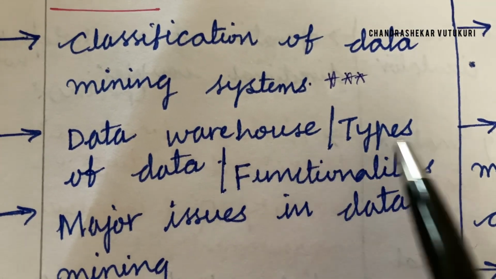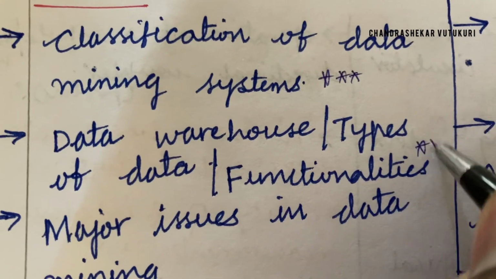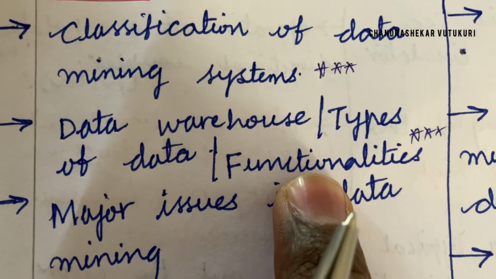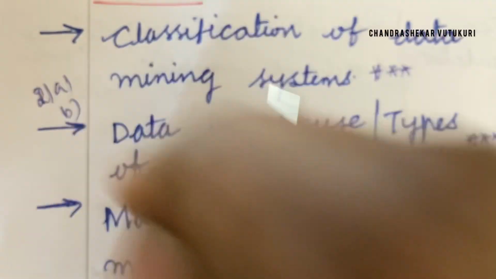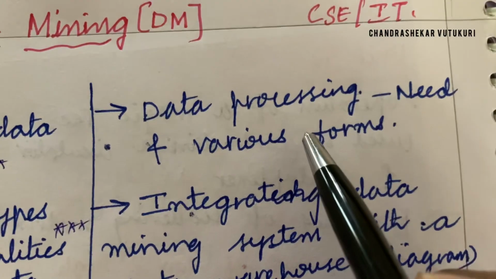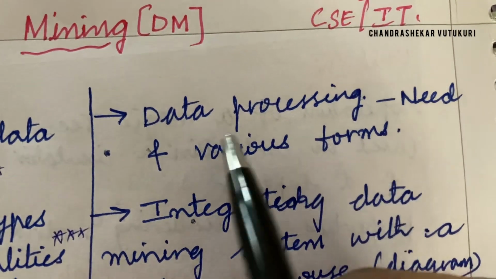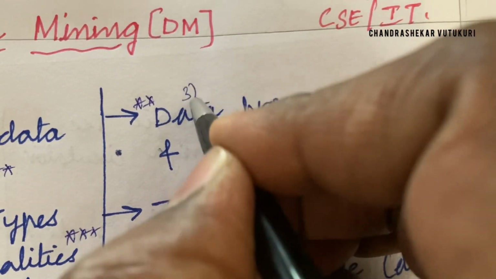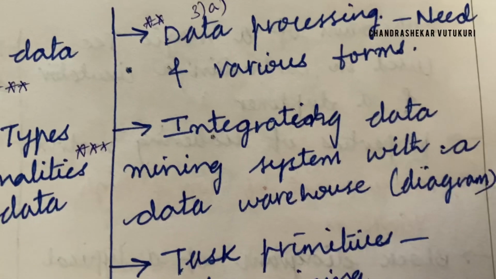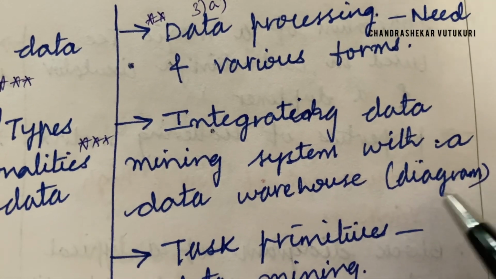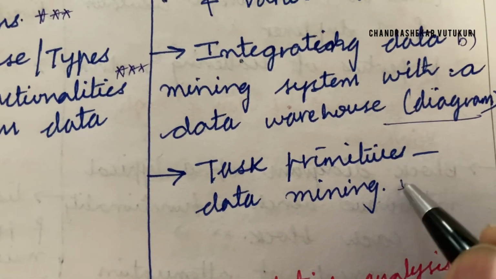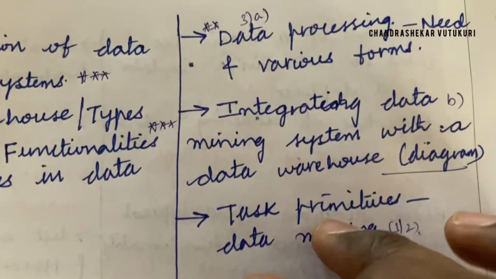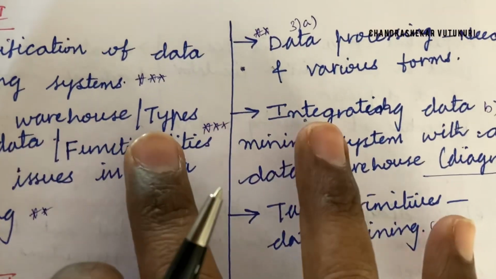Data warehouse definition and the types of data and the functionalities may be one of the topmost and gunshot questions, where you may be getting a 2 and 3 mark combination. Also, the major issues in data mining is said to be the 5 mark question. I can expect 2A as well as 2B combinations from this part. Later, data preprocessing and what is the need and the various forms of data preprocessing is said to be one of the topmost and gunshot questions which may be coming in 3A this time. Integrating a data mining system with the data warehouse along with a need sketch is also said to be one of the topmost and gunshot questions, and the task primitives in data mining may be a 3 mark or 2 mark question. This is all about 3A as well as 3B and 1AB, dear students.